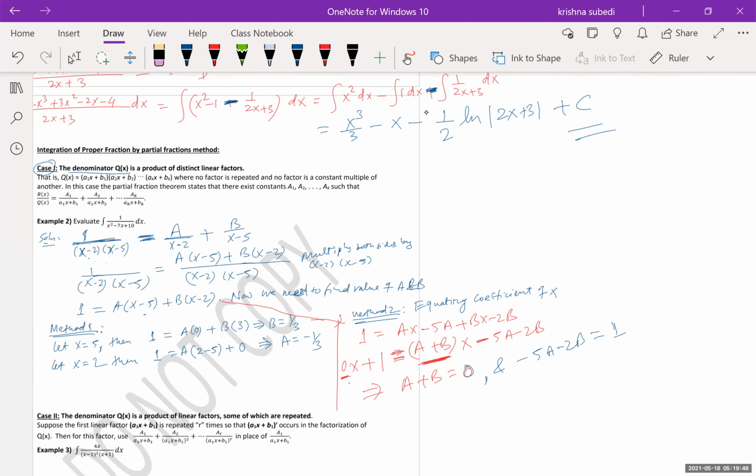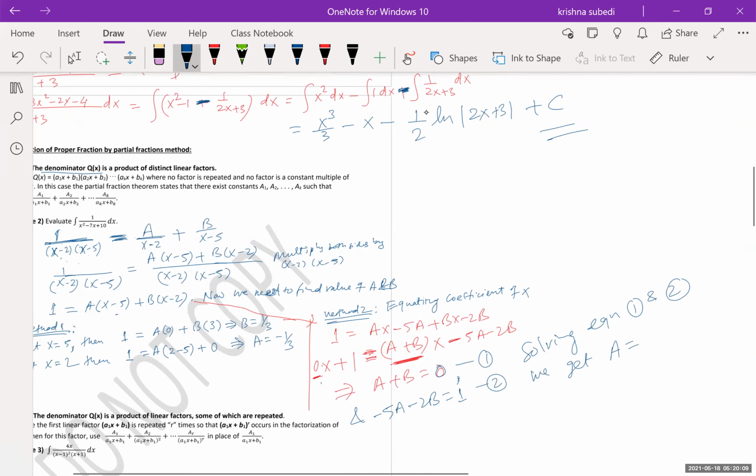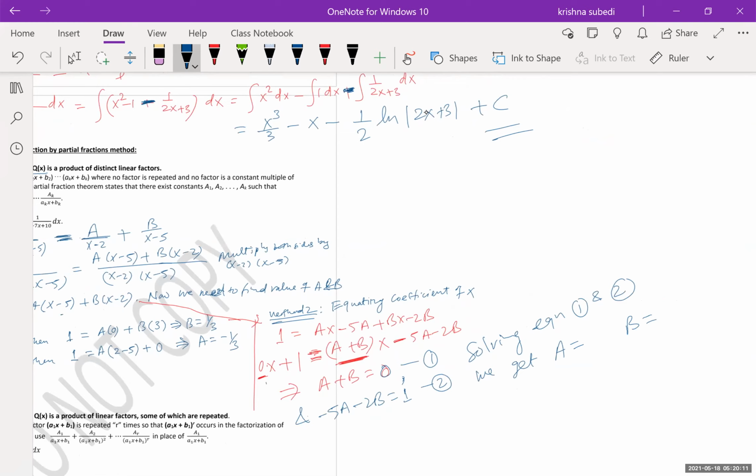Let me write this way. And minus 5a minus 2b equals 1. Now I want you to solve these two equations. This is equation 1, this is equation 2. Solving equations 1 and 2, so what do we get? We get a equals and b equals. Let me know what you get.